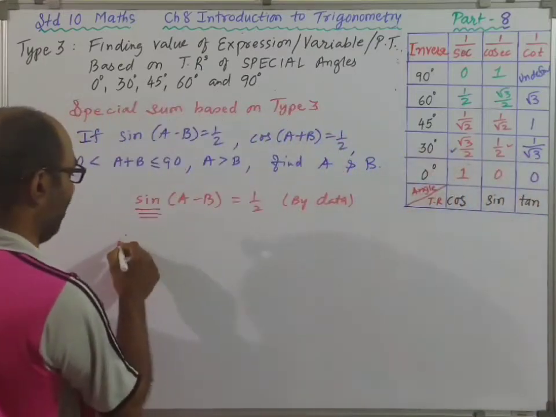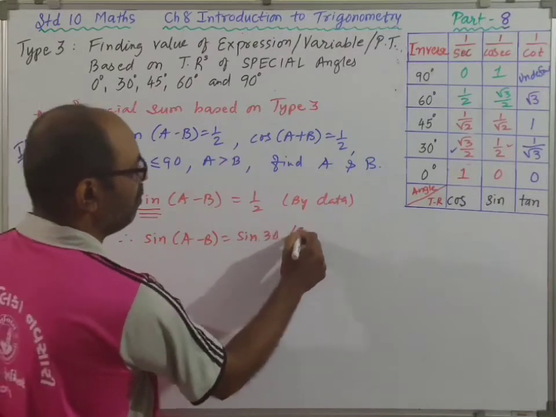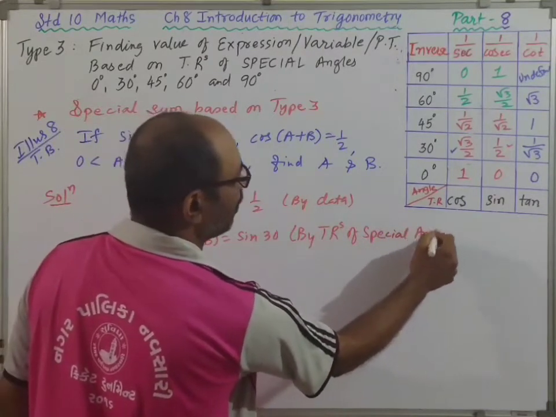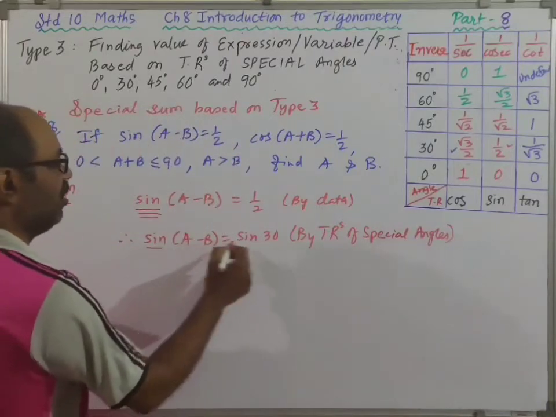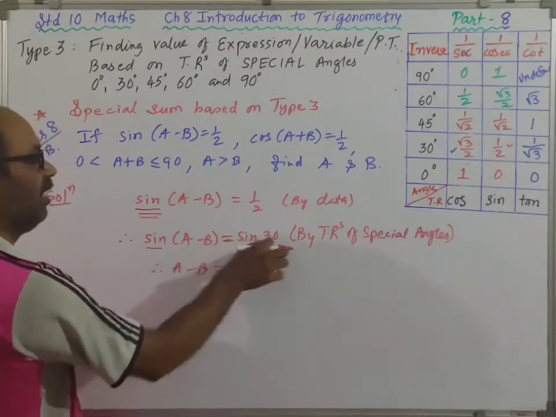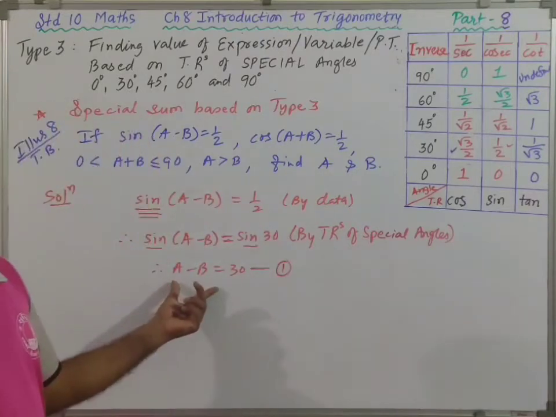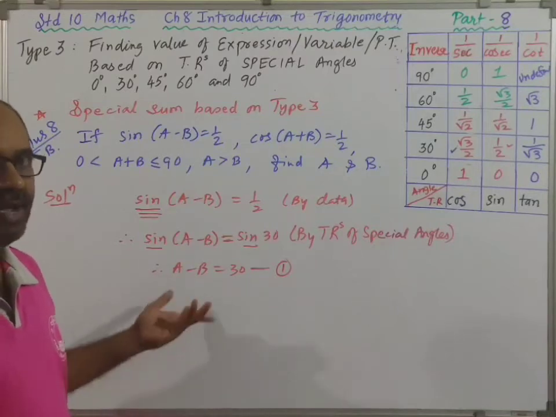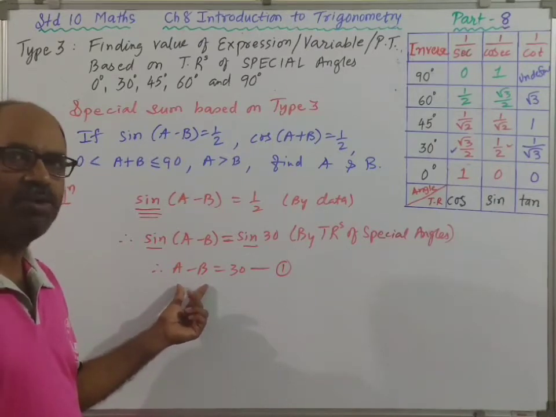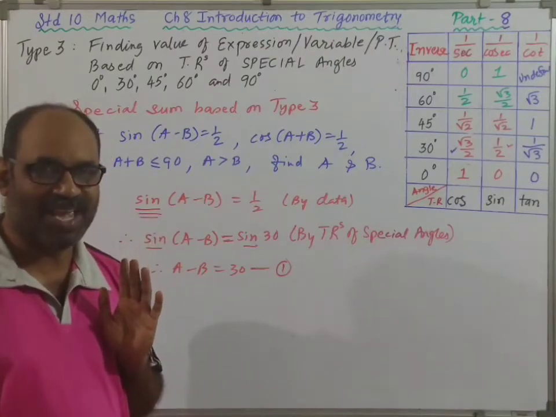So I am going to write, therefore sine of A minus B is equal to sine 30, by trigonometric ratios of special angles. Sine और sine है और equal to है. Therefore A minus B is equal to 30. This angle equal to this angle. Call it result number 1. So you got a linear equation in two variables A and B. x और y नहीं है, m और n नहीं है, small a और small b नहीं है, capitals है. So आप A और B unknown है, so they are variables. A minus B is equal to 30. This is one linear equation in two variables A and B.